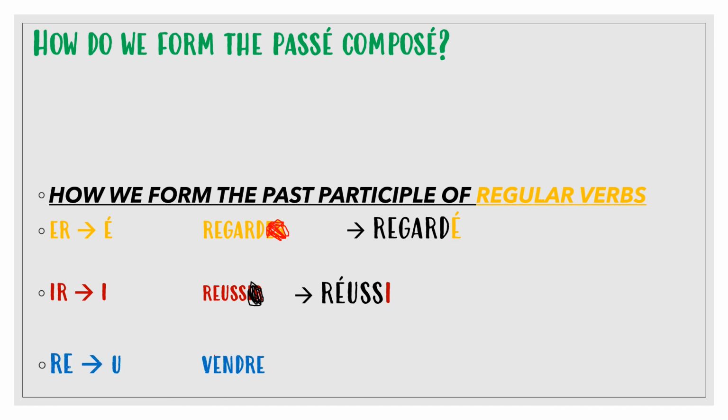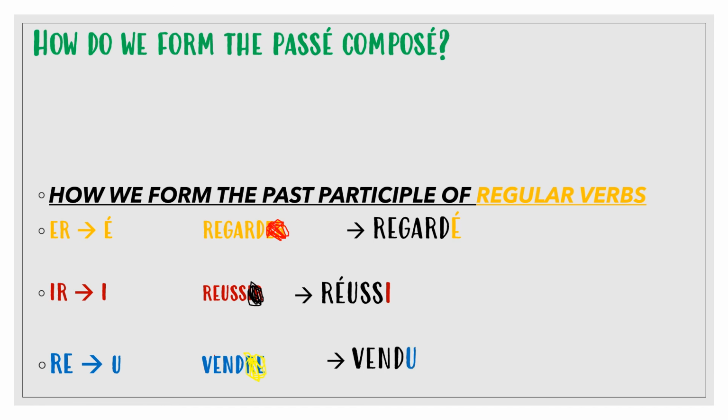What about RE verbs? You're going to drop the RE and you're going to add a U. Alright? So, let's drop the RE. We're taking off the RE here and we get the stem VEND. Okay? And then we add the U and we get vendu.